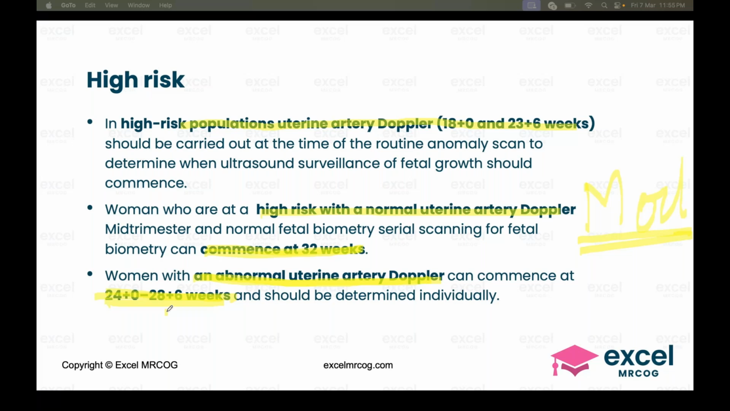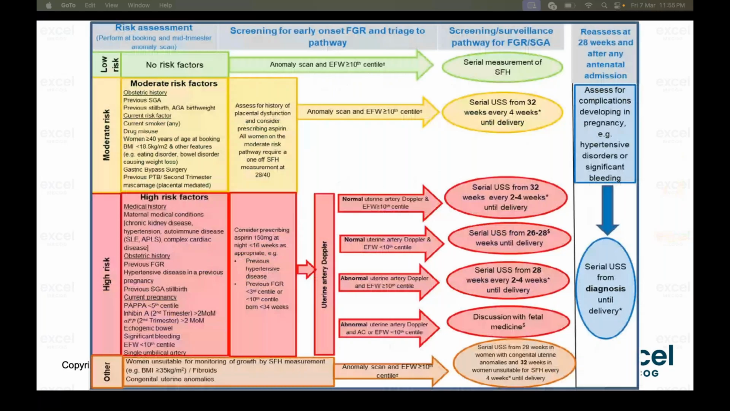Let's see the chart which is provided by the RCOG. Here it tells you what the risk factors are. We have already seen what is to be done if there is low risk, moderate risk, high risk. Now let's see what those risks are. Moderate risk and high risk. Low risk means no risk.